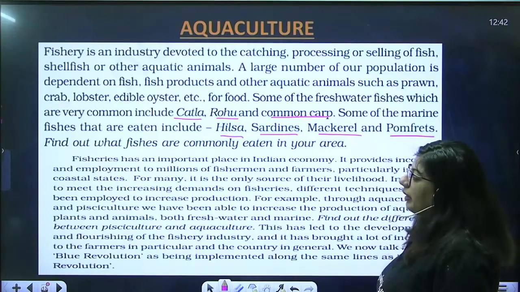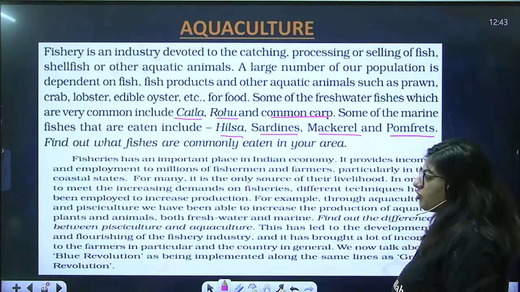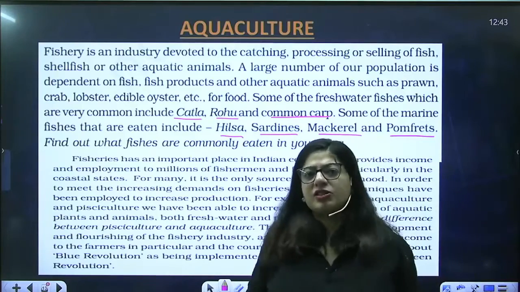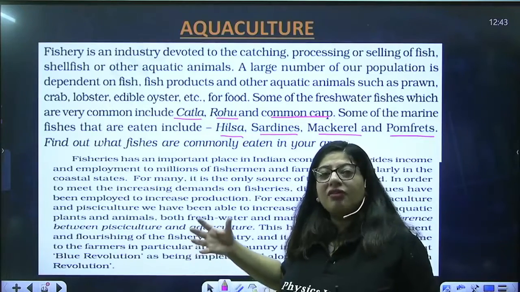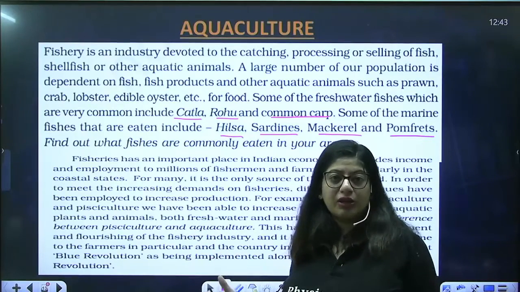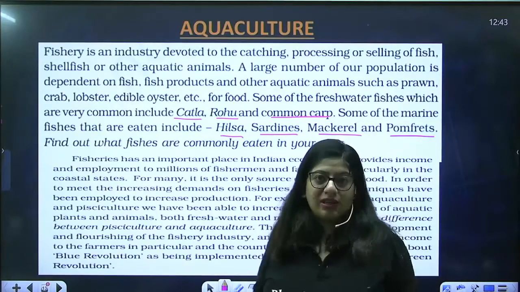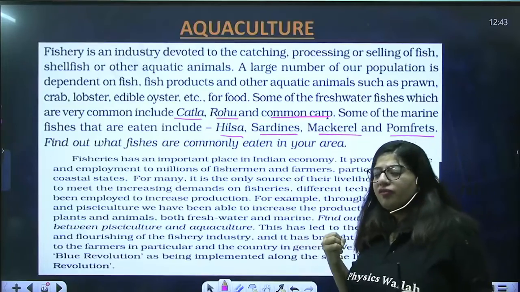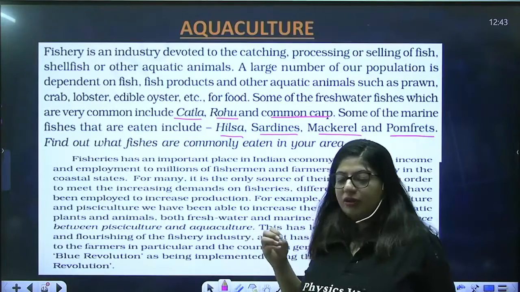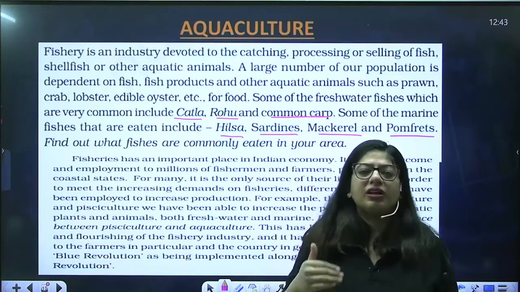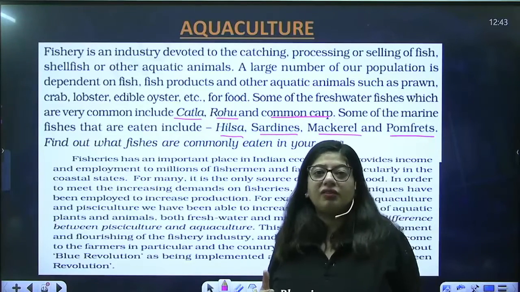In order to meet the increasing demands on fisheries, different techniques have been employed to improve production. Because if the demand is more, definitely you will improve the techniques so that the production is more. Like we have incubators where we hatch the fishes to make sure eggs do not get wasted. This is one technique that has been applied in pisciculture. Every day, a lot of researchers and scientists are working on fisheries so that they can get, with some techniques, better quality of fish. Less toxic fish is also one thing that we need today.